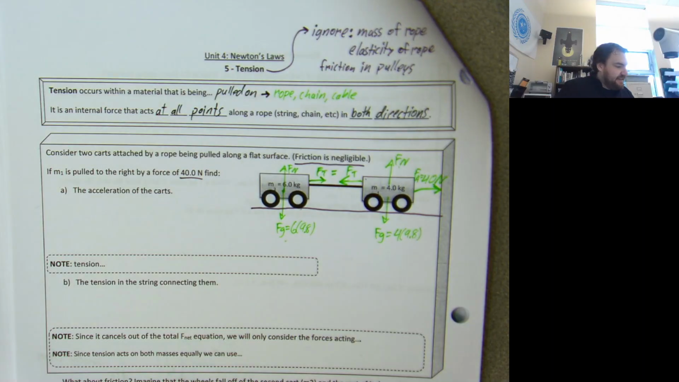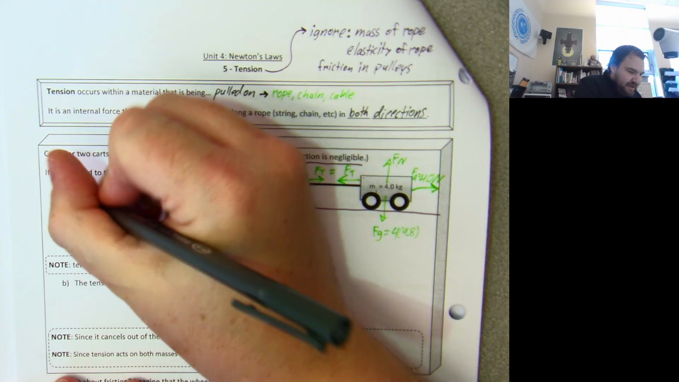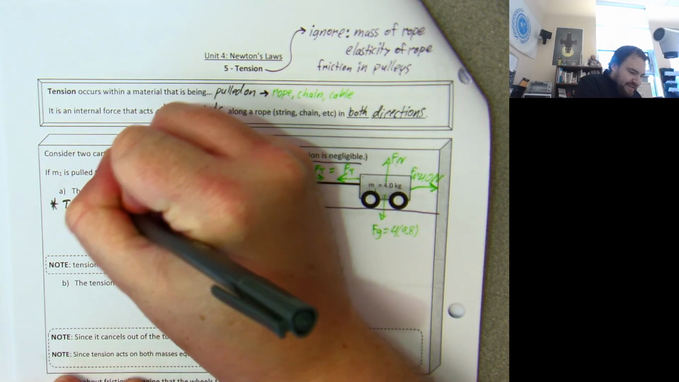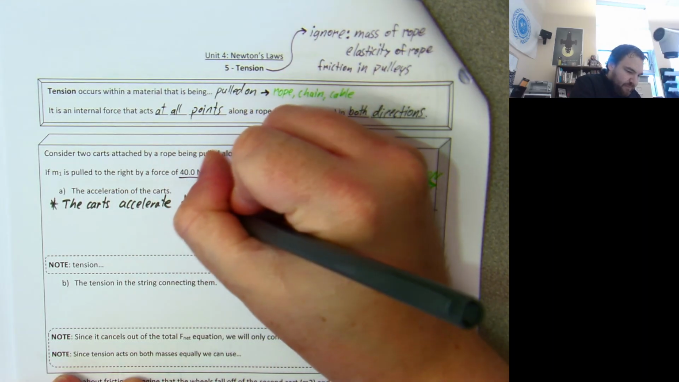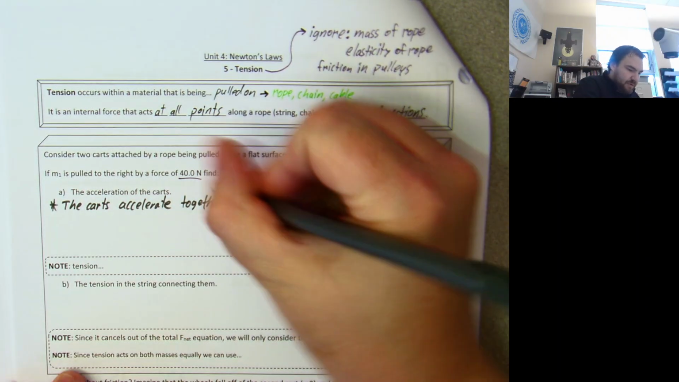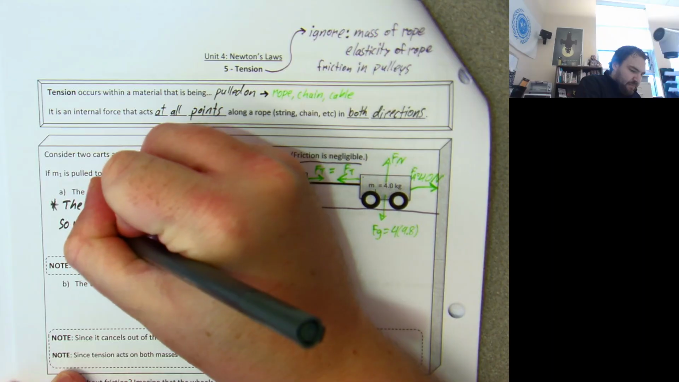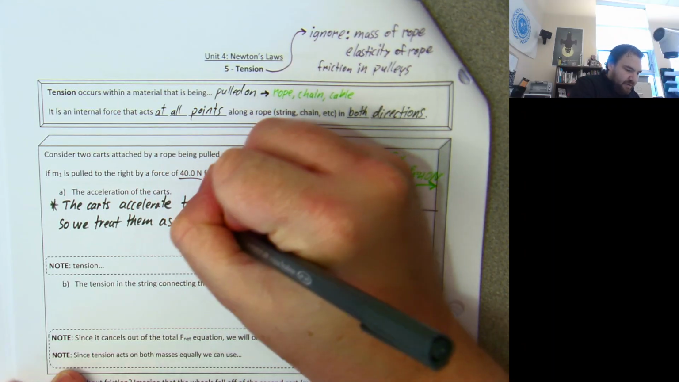And so now we can start to analyze the acceleration of the carts, because we're going to make a note here, and you've kind of talked about it already, the carts accelerate together. And the language we use in physics for objects that do this, where we have multiple objects all acting together, we call it a system. The carts accelerate together in one system. So we treat them as one system.